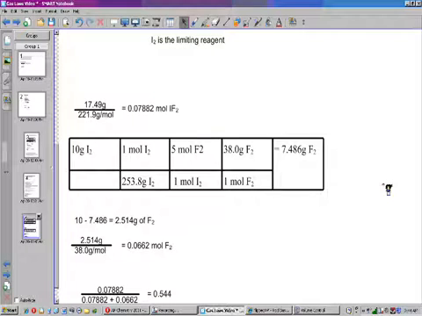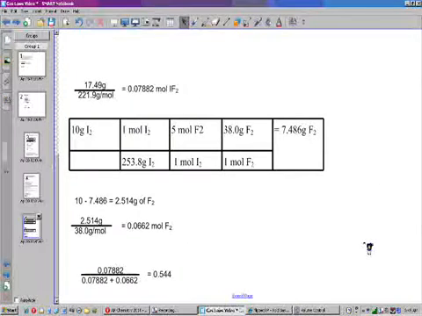However, since, again, we are trying to find the mole fraction, you have to convert that back into moles, so you just do 2.514 grams divided by 38 grams per mole, and you know that there are now 0.0662 moles of fluorine. And now you can do your mole fraction. It's just part over whole, so 0.07882 all over 0.07882 plus 0.0662, and you find out that the mole fraction is 0.544. And that's it.